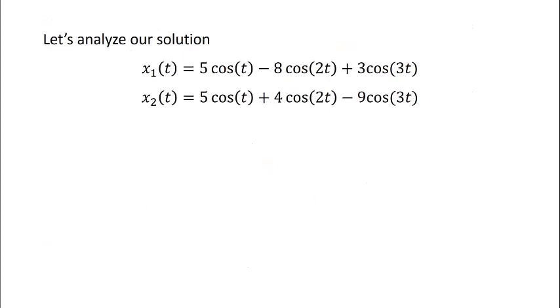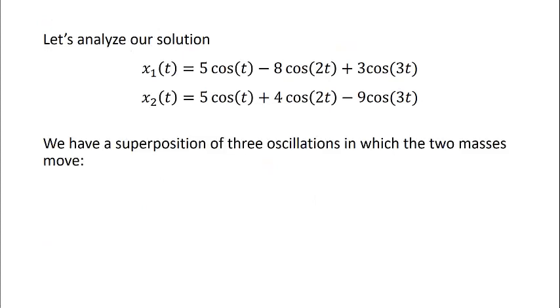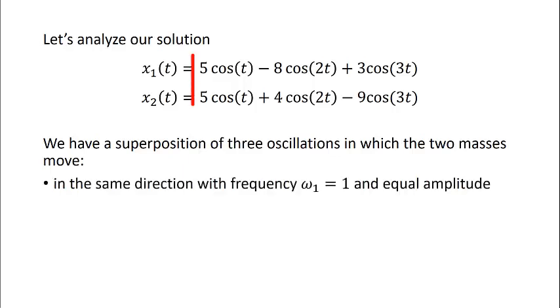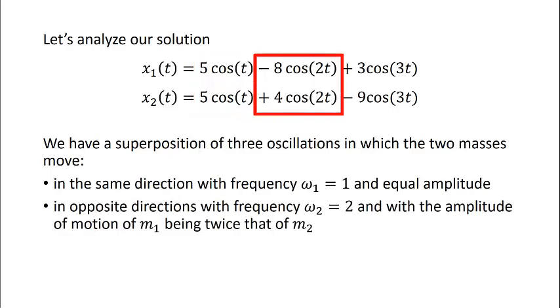Let's analyze our solution. We have a superposition of 3 oscillations in which the two masses move in the same direction with frequency of 1 and equal amplitude. Note it's the same direction since both our coefficients are positive, and equal amplitude since they're the same number, 5. They move in opposite directions with frequency 2 and with the amplitude of motion of mass 1 being twice that of mass 2. Note we know they move in opposite directions because one coefficient is positive, the other is negative, and we can see that the 8 is twice that of 4.